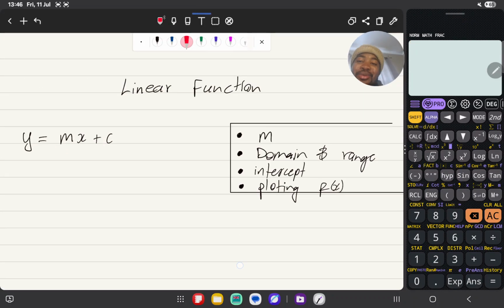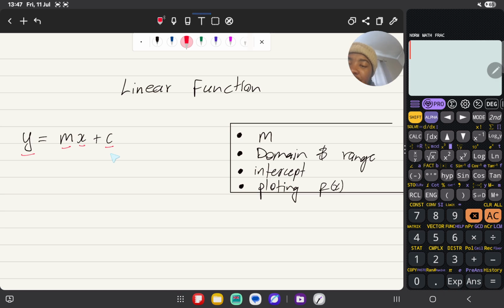Hey guys, so we're talking about functions now, and for this video it's only linear functions, and by linear functions we're actually talking about those straight lines on your Cartesian plane, right? Cool stuff. And the general form or the structure of a linear function, what it looks like, it's y equals mx plus c, right?